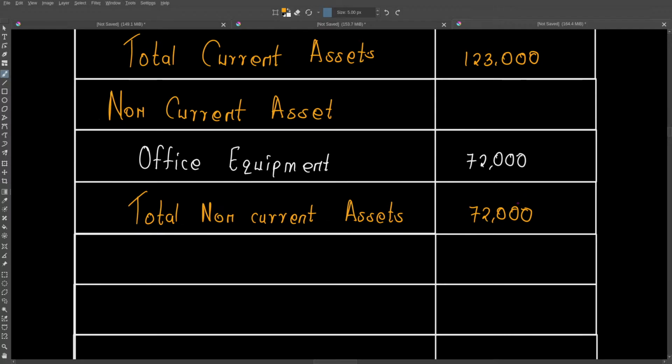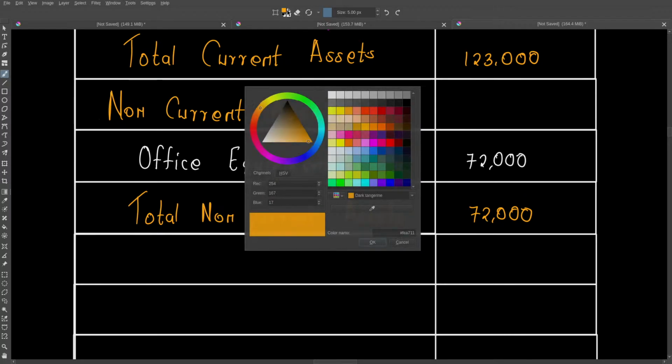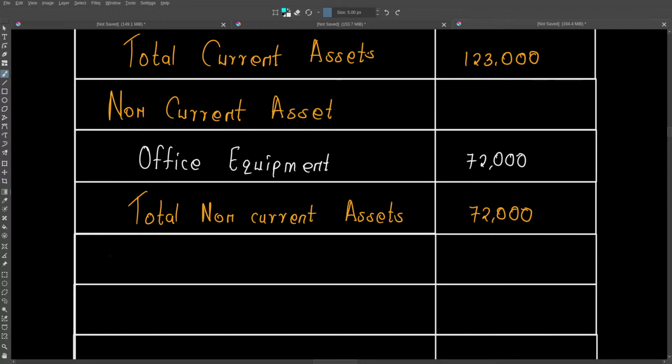Let us calculate the total assets. Total assets will be the total current assets plus the non-current assets. So we are talking about 123,000 plus 72,000, giving a total of 195,000. Basically, these are the total assets.